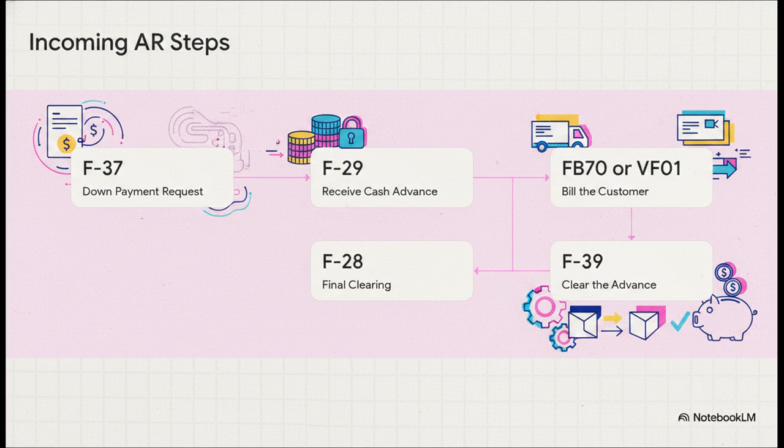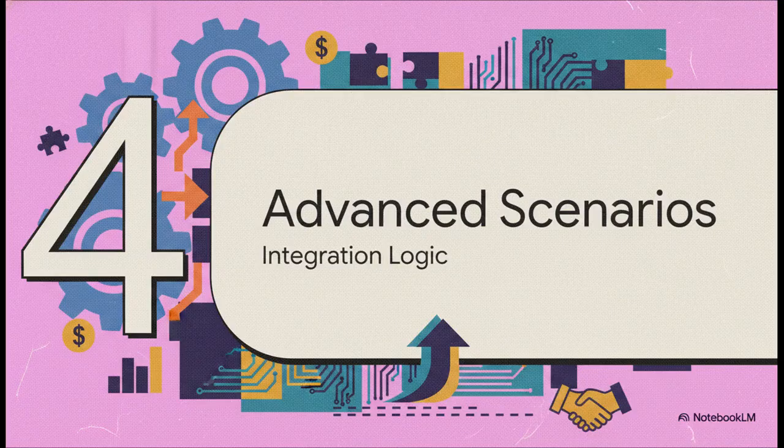We start by creating the statistical request for the customer in F37. Once their cash actually hits our bank account, it's posted via F29 to the customer's special GL. Later on, we deliver the goods and bill them normally. Then, F39 clears that advance, moving it cleanly over to the normal AR account. That leaves the customer to just pay whatever the remaining balance is using F28. Simple, mirrored, and elegant.